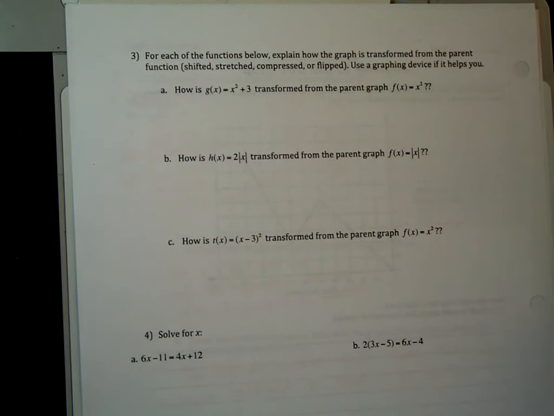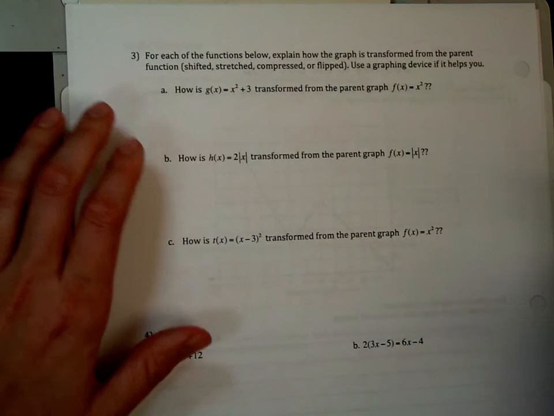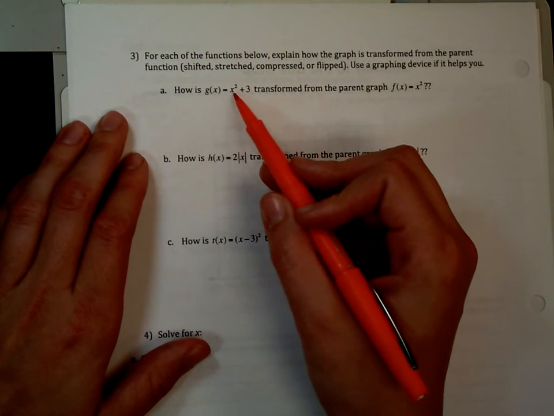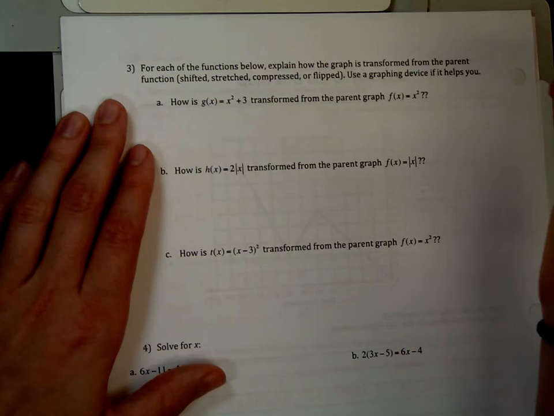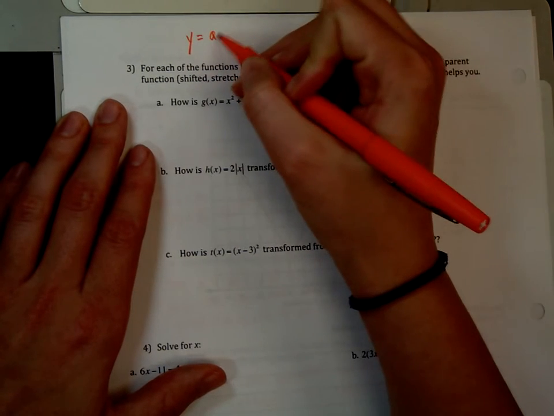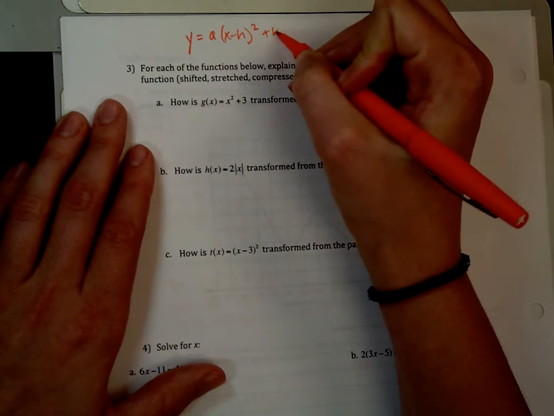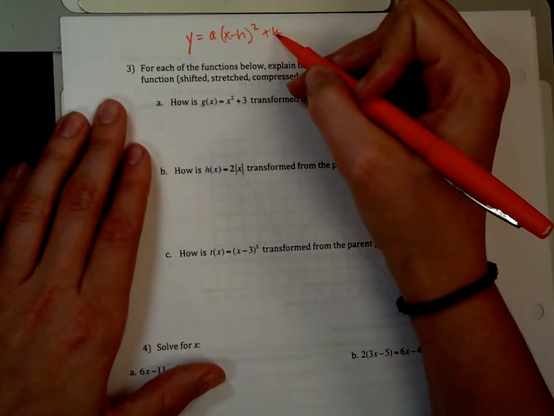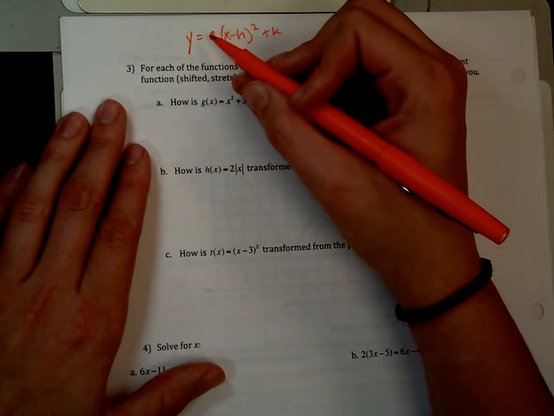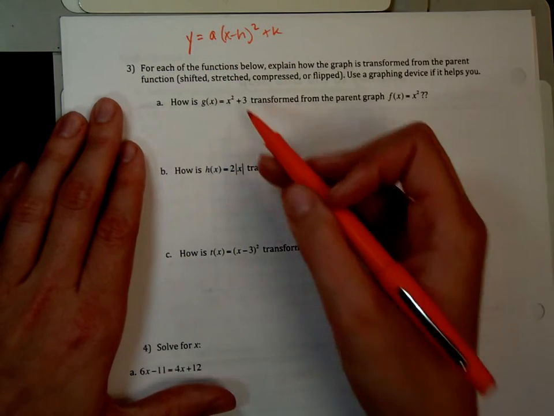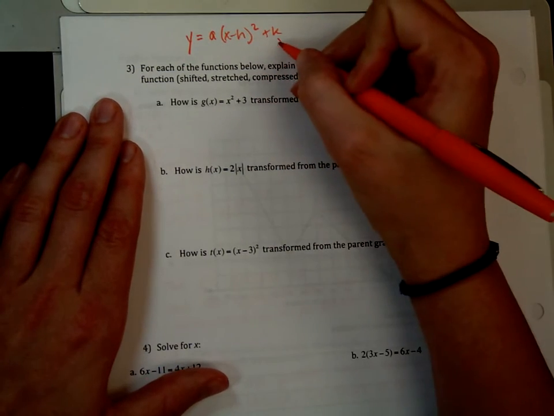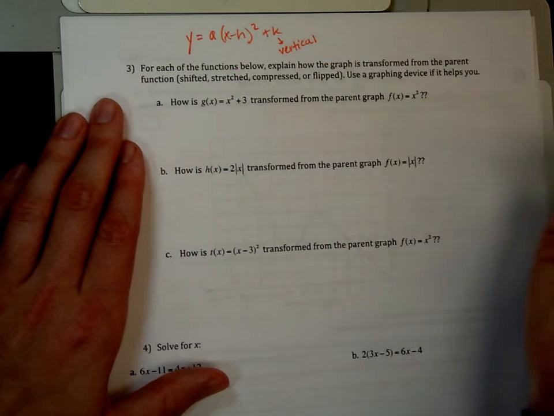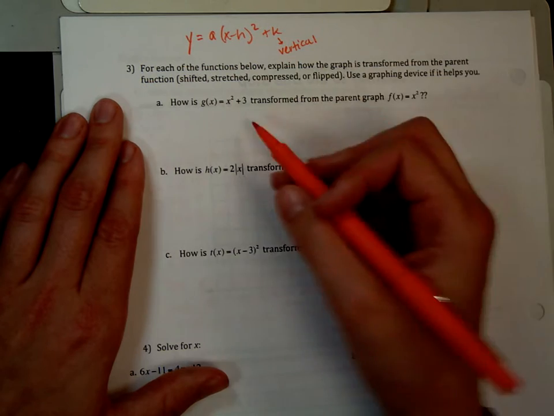For each of the functions below, explain how the graph is transformed from the parent graph. So how is x squared plus 3 transformed from the parent graph? I know that y equals a times x minus h squared plus k. I know that k is usually our vertical shift, h is our horizontal shift, and a is stretch or compression. So I noticed that this plus 3 is not inside these parentheses, so this is my vertical shift. So I know that this is going to be shifted up 3.